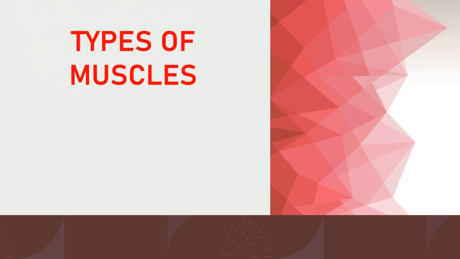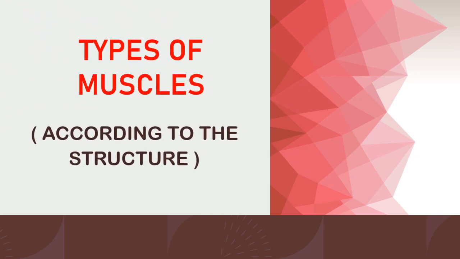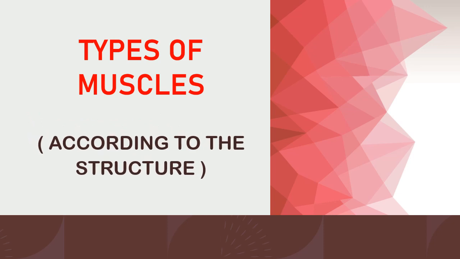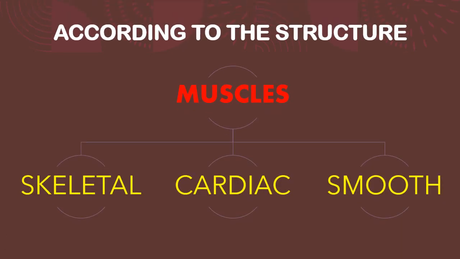Now, the next type: the types of muscles according to their structure. So how do they appear? According to the structure, they are classified into three types: skeletal muscle, cardiac muscle, and smooth muscle. So let us see one by one.